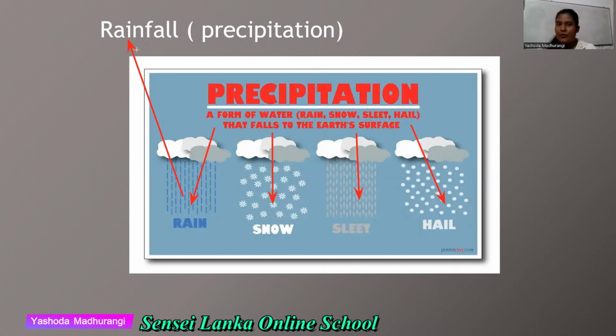So remember, rainfall is one type of precipitation.